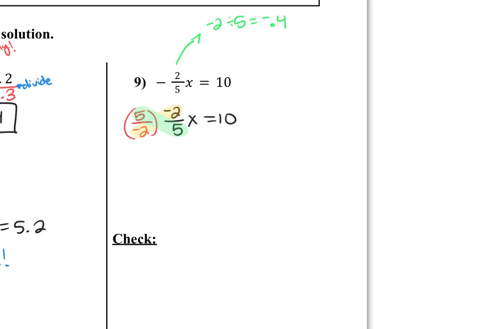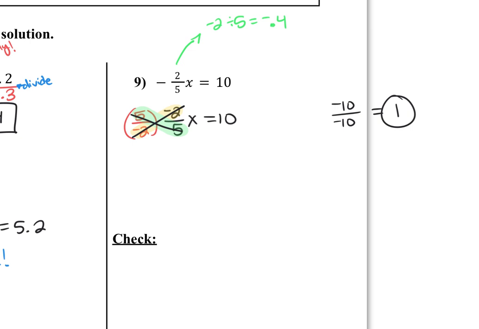It's as if you're writing it like this: 5 times negative 2. Well, actually, I might just do it. What's 5 times negative 2? That's negative 10. What's negative 2 times 5? That's negative 10. And we already discussed that anything divided by itself is still 1. And so this is why multiplying by the reciprocal will cancel the whole thing out.